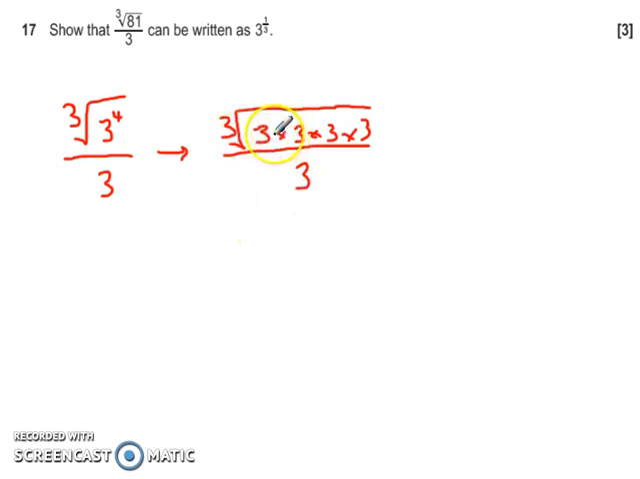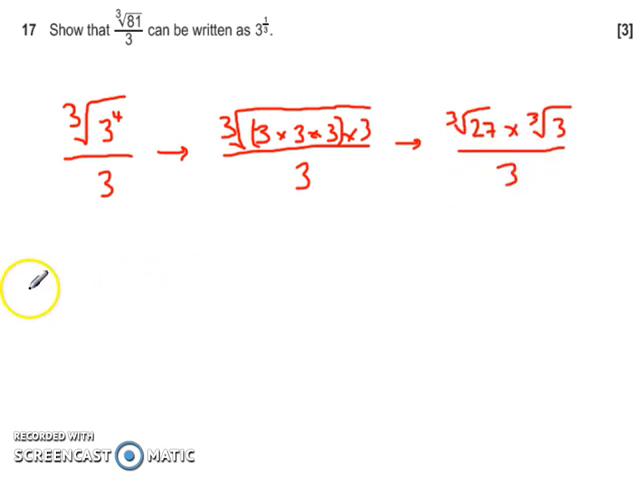and you've got the 3 on the bottom. Now, you should be able to work out that 3 times 3 times 3 is 27, and 27 is the third cube number. So you've got the cube root of 27, I'm going to write it like this now, multiplied by the cube root of 3, all over 3, which we can then write as, the cube root of 27 is actually 3, so 3 lots of the cube root of 3 over 3.